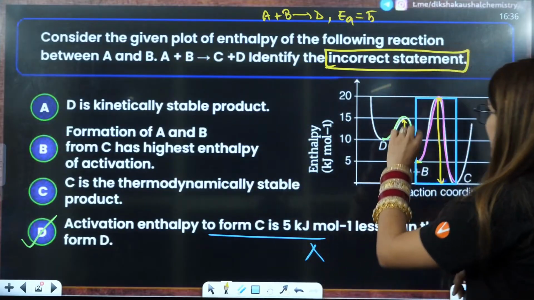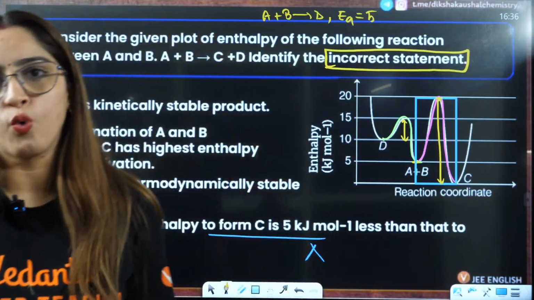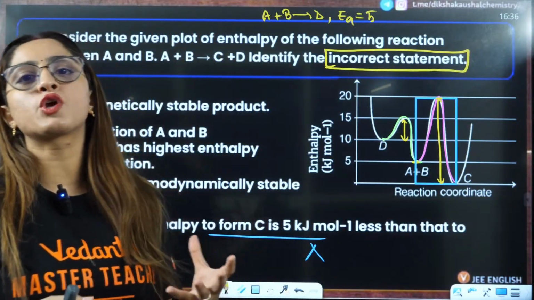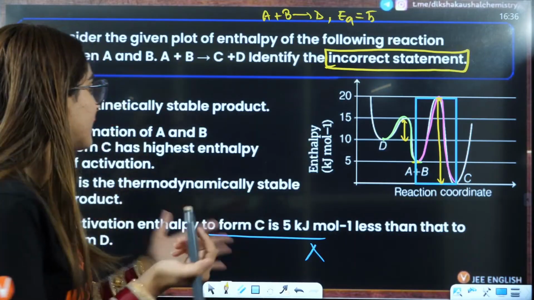See, why is it a kinetically stable product? Because the activation energy is low. That is why low activation energy is required. That is why the rate of reaction will be faster. That is why it is a kinetically stable product.